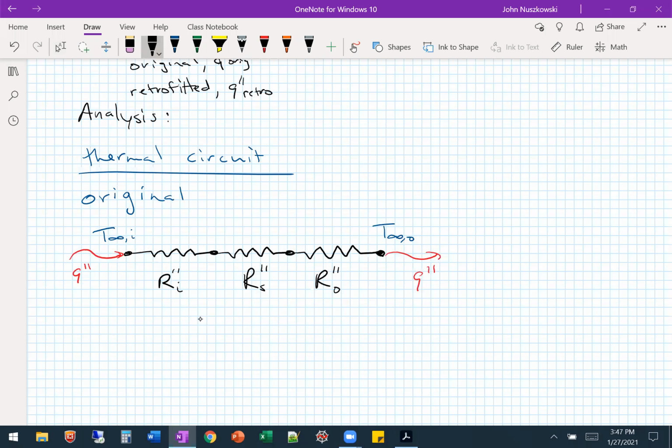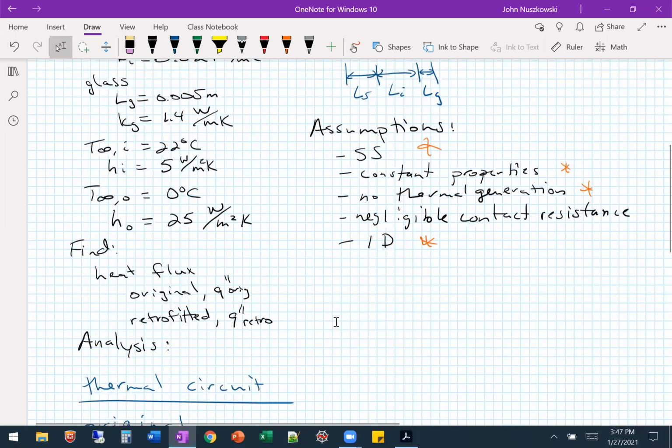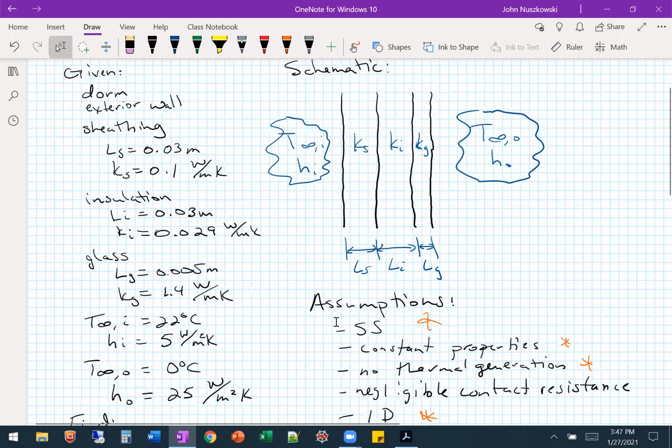All right, retrofitted. How many resistors do we have with the retrofitted wall now? 5. 5, okay.